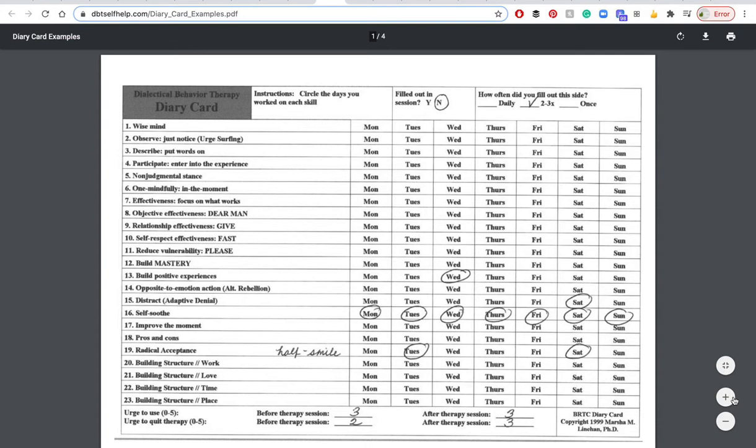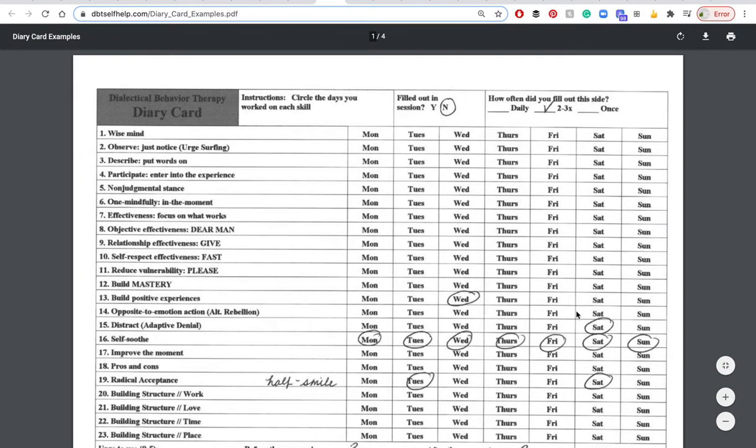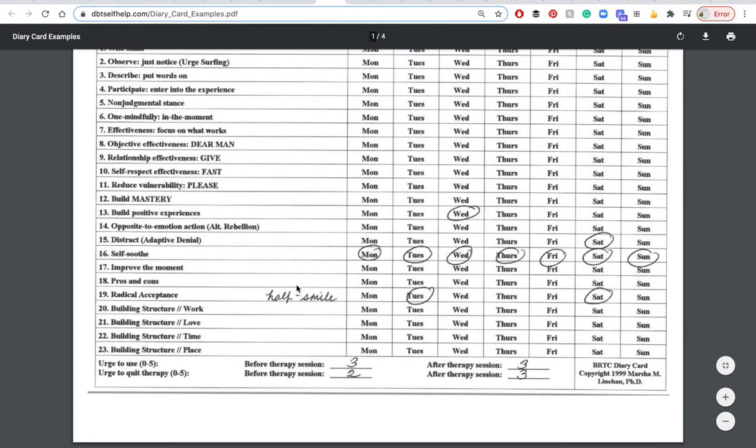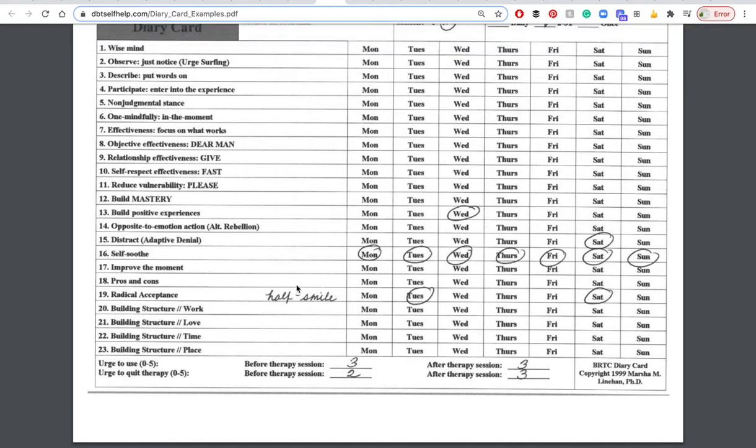This is the sample that was created on the website. And it goes through just what we discussed. So this is page 2. This person circled the skills that they utilized. They also were able to write in half smile, a skill you'll learn. They filled in the urge to use, and they went through day by day. So as a DBT therapist looking at this, it looks like there weren't many interpersonal effectiveness skills used. This person really utilized self-soothe, which is awesome, and used self-soothe 7 days in a row.